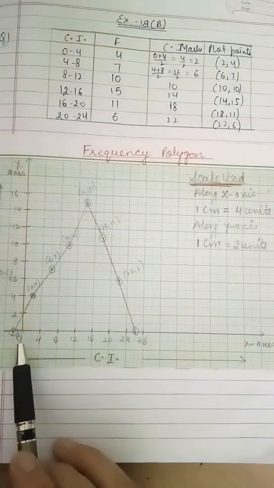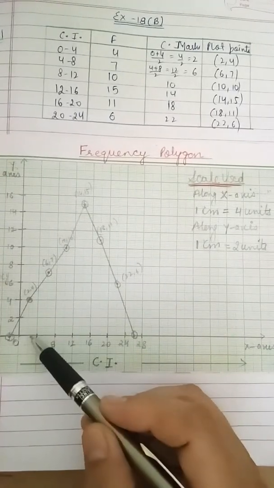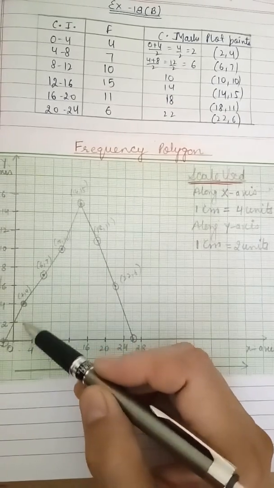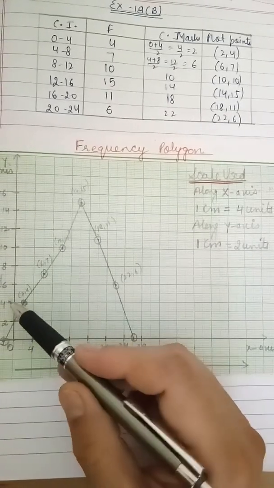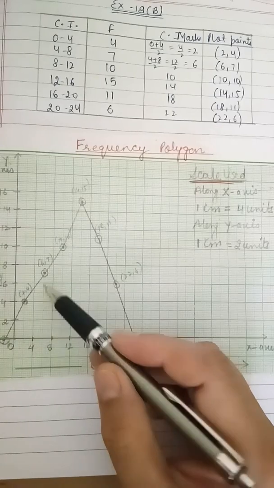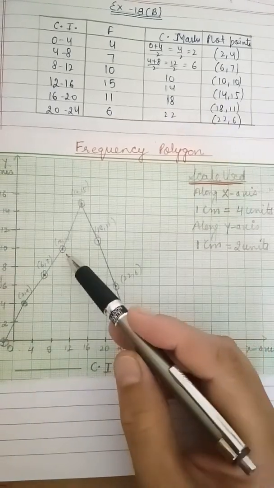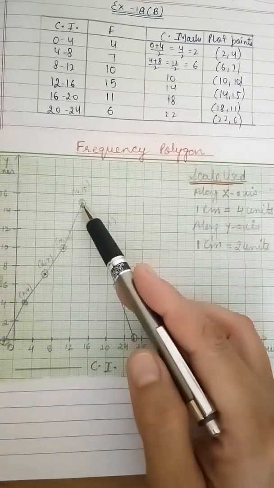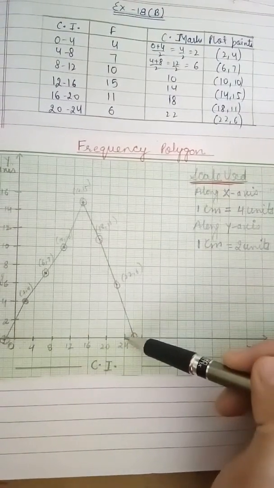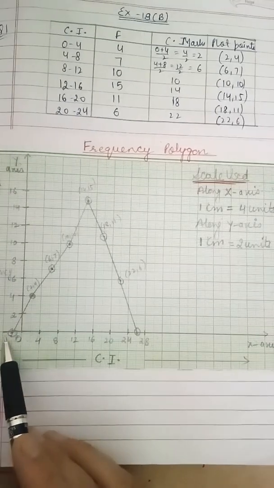2, 4 means between 0 and 4 the mid value, the 5th line is the mid value, a little bit higher. So here at the 5th line between 0 and 4, you will take the height, that is 4. Then 6, 7: between 4 and 8, the 5th line represents 6, and 7 is the height here. Similarly you can plot the points 10, 10, then 14, 15, 18, 11, then 22, 6, and here also the mid value between 24 and 28, the 5th line. And here also you will start from the 5th line.